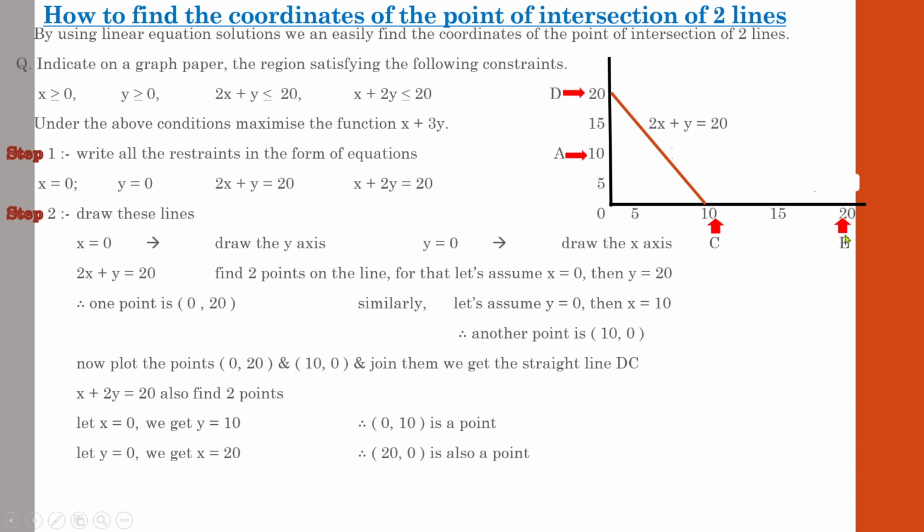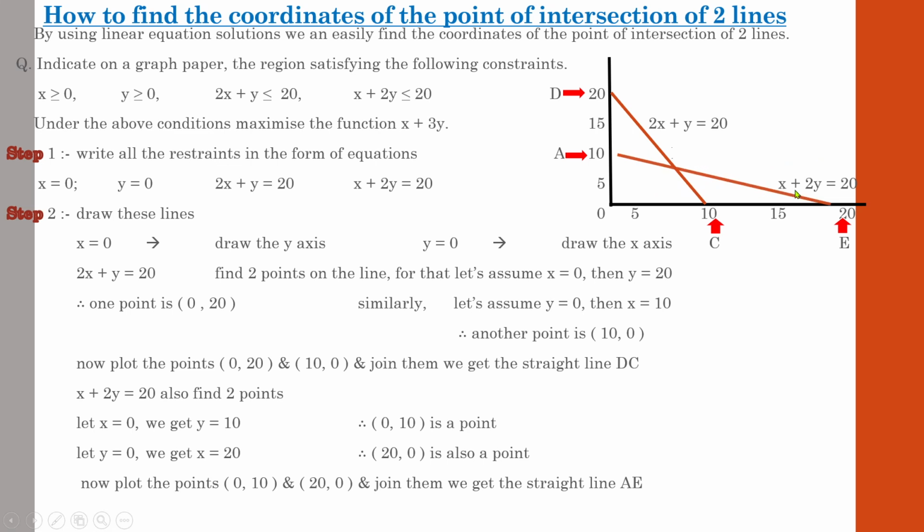20, we will give an alphabet E. Once you found out the 2 points by solving a linear equation, you need to draw a line connecting these 2 points. So the name of the line is x plus 2y equal to 20, by connecting point 10 and point 20. I hope you understand how these points had been obtained and why we are connecting a line between these 2 points, and the name of the line is x plus 2y equal to 20.